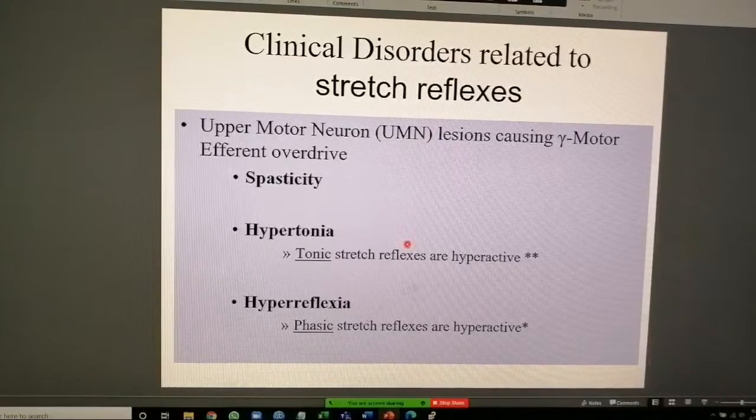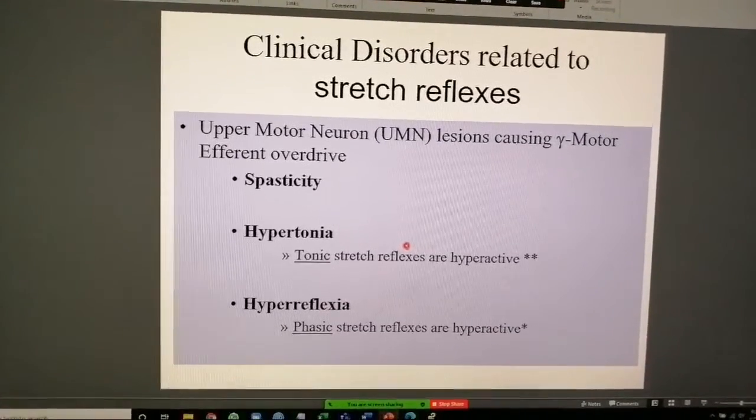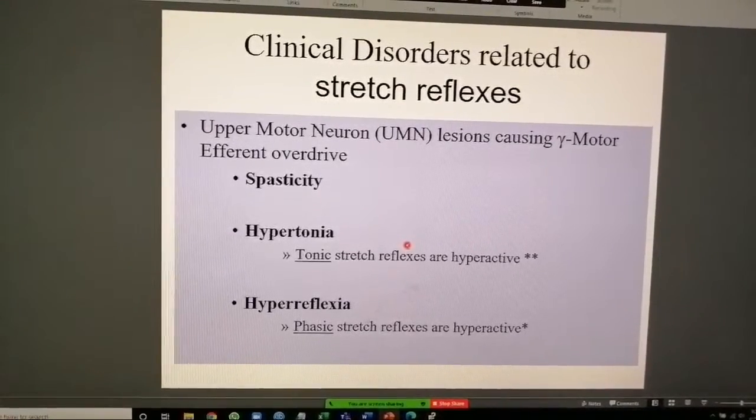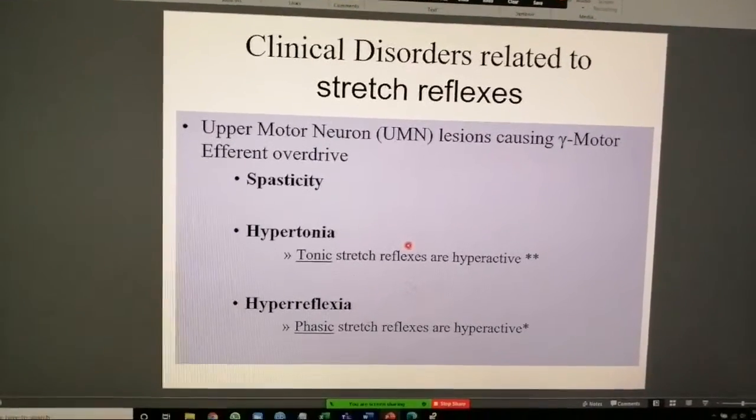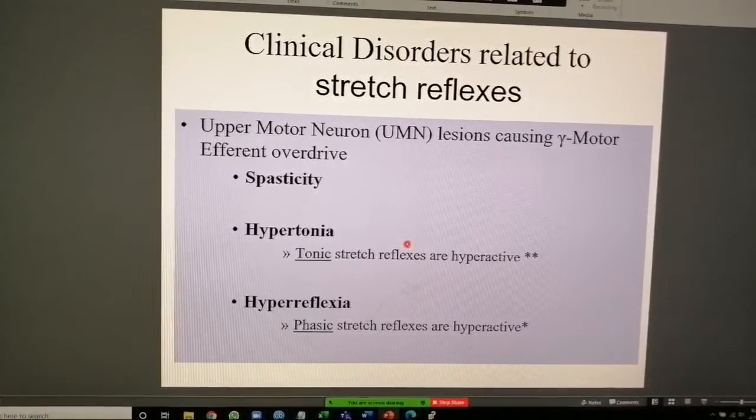Could you guys tell me if this up till now is clear? Do you understand why the muscle goes into spasm? Because of gamma motor efferent overdrive.